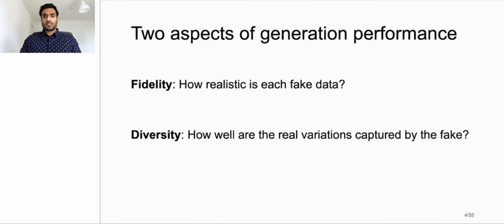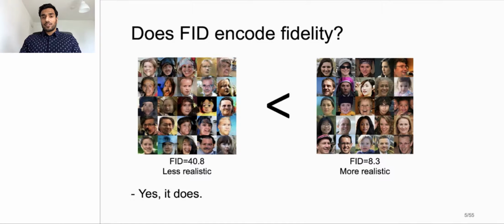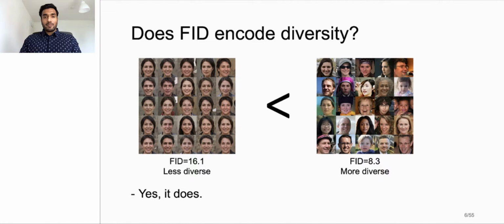However, there are two aspects of generation performance: fidelity, how realistic the data looks, and diversity, how well the variations of the data are captured by the generator. So does FID capture fidelity? Here we see that the better looking images on the right get a better FID score than the one on the left. Does FID capture diversity? Again, we see that the richer set on the right gets a better FID score than the one on the left.